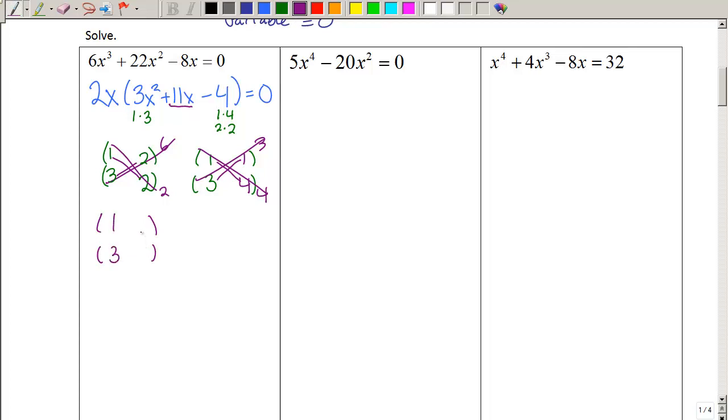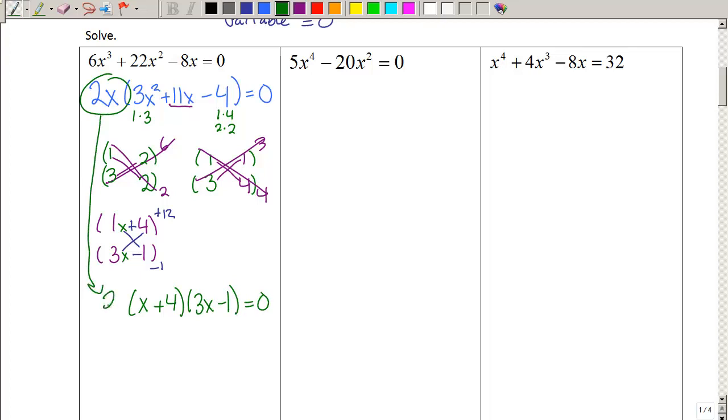1 and 3 and 4 and 1. When I multiply across, I'm getting 12 and 1. I can use 12 and 1 to get to a positive 11. That's going to be positive 12 and a negative 1. So my signs come in. And a positive times a negative is my negative 4, which is what I want. Lastly, I'm going to stick in my x values. Please don't forget to bring down your greatest common factor.